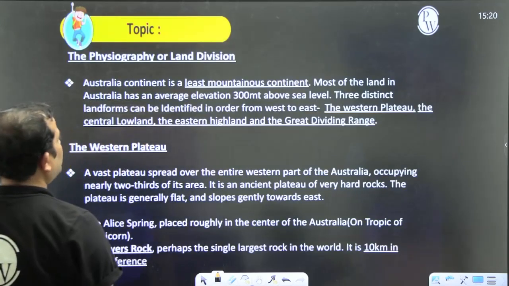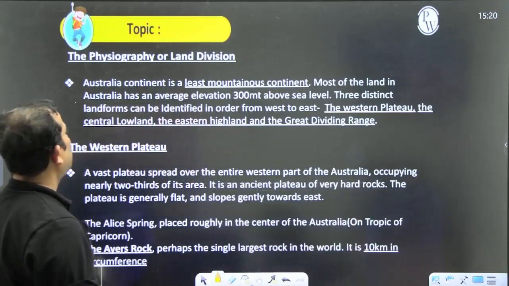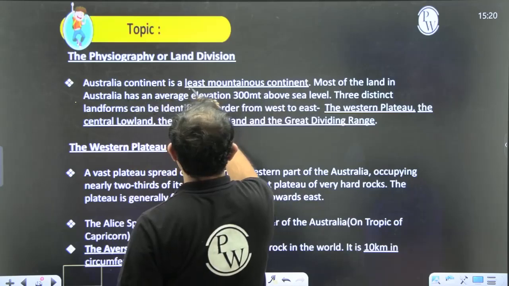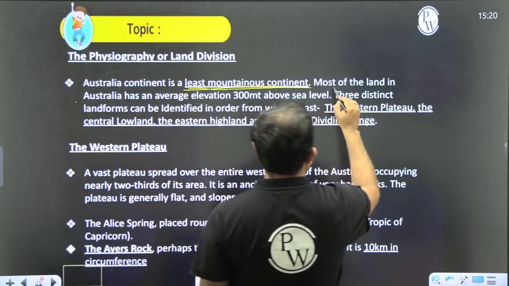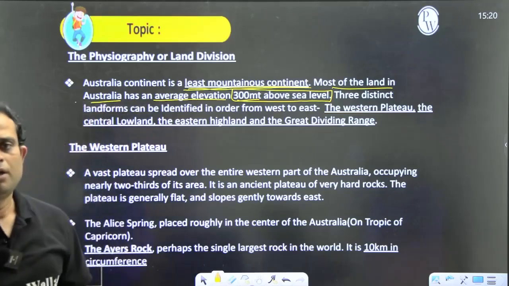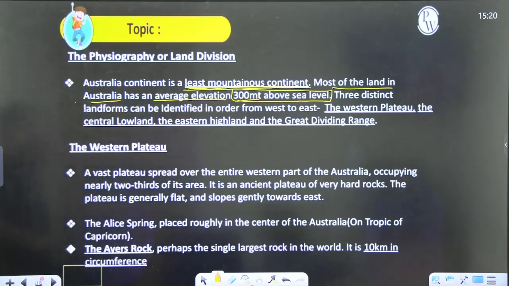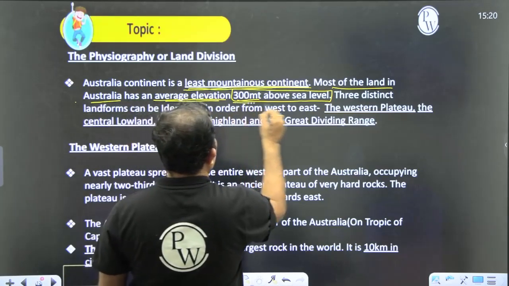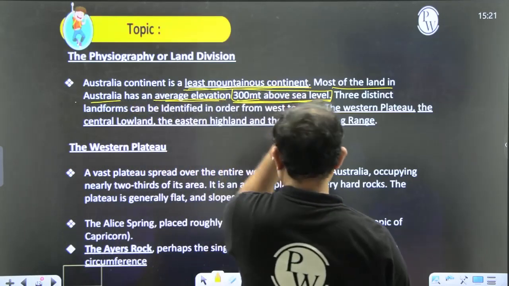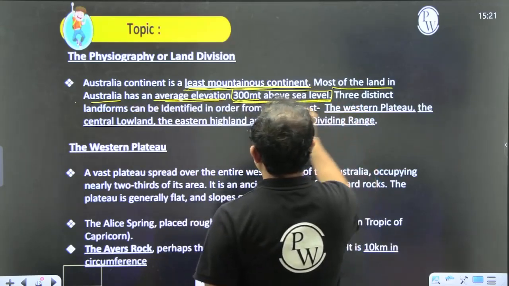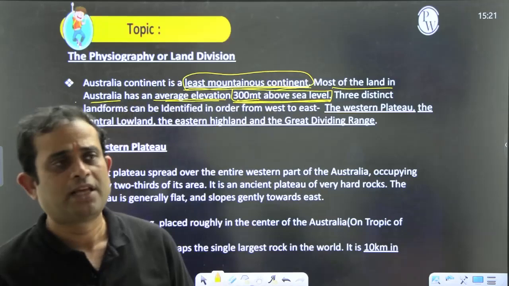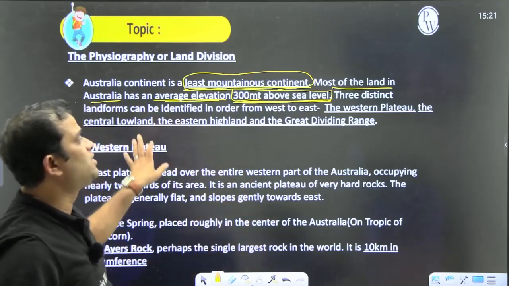One by one we will study the physiography or land divisions. The Australian continent is the least mountainous continent. Most of the land in Australia has an average elevation of 300 meters above sea level. So it is the least mountainous continent, meaning most mountain ranges are not here. That is why it is called the least mountainous continent.